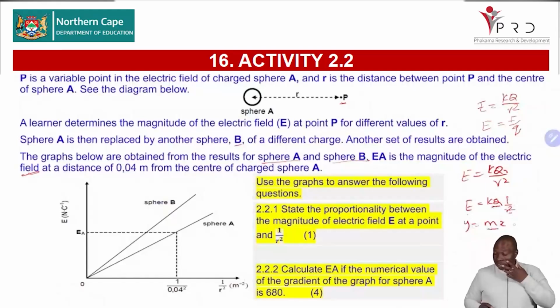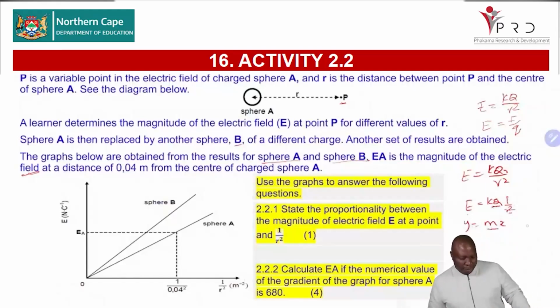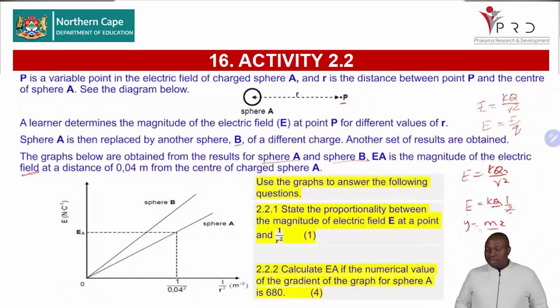Our C is 0 there, there's no C. So you can see that this is a straight line. And you can see the relationship that this is directly proportional. Now, let's go to questions.